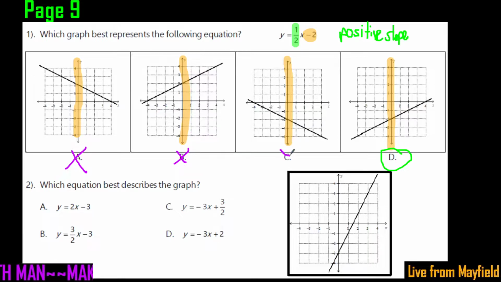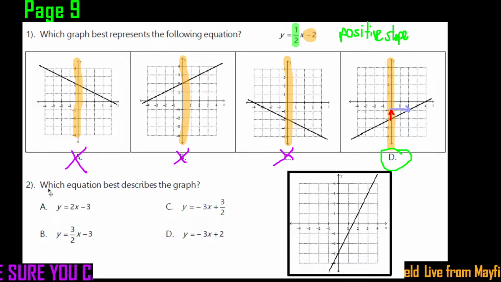You can also check to make sure, because we say our change in y is +1. So if I go up one step, I have to go to the right 2 steps to get my next ordered pair, which I do, so we know we're right.